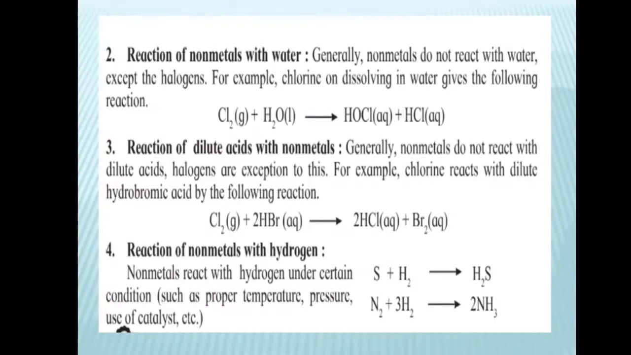Reaction of dilute acids with nonmetals. Generally, nonmetals do not react with dilute acids. Halogens are an exception to this. For example, chlorine reacts with dilute hydrochloric acid as follows: chlorine plus hydrogen bromide giving you hydrochloric acid plus aqueous bromine is formed.